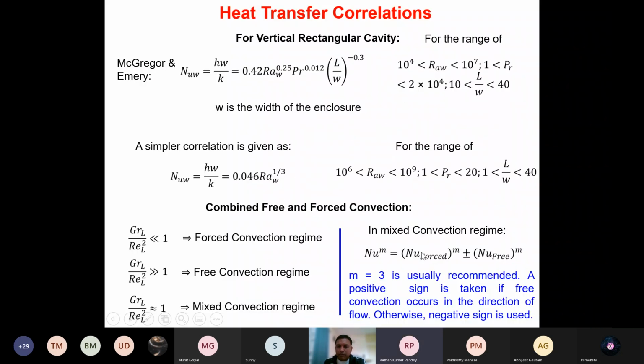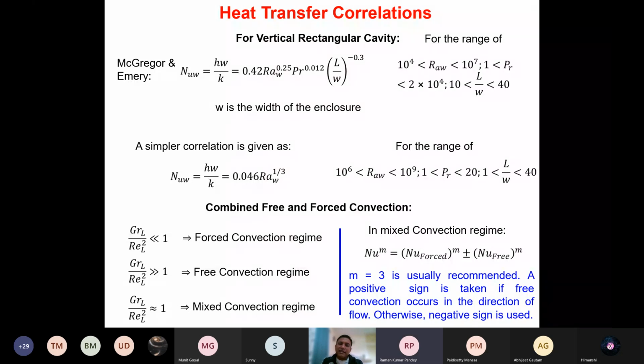Sir, does this mean that the Nusselt number for forced convection will always be greater than free, because we are using minus only for free convection? Yes, absolutely, because in forced convection, remember, a mechanical element is pushing, isn't it? So more fluid particles will be moving. Nusselt number will definitely be higher in forced convection.